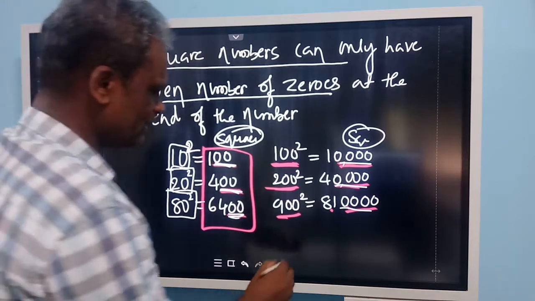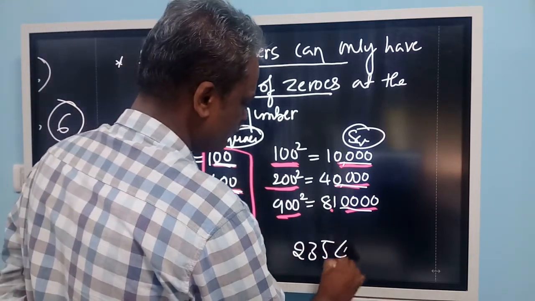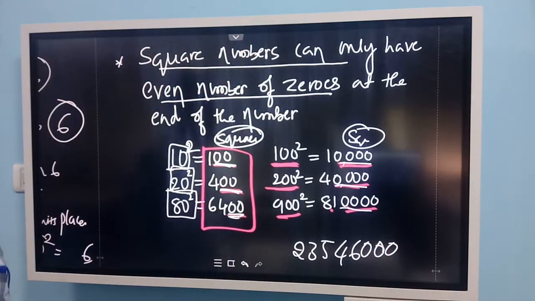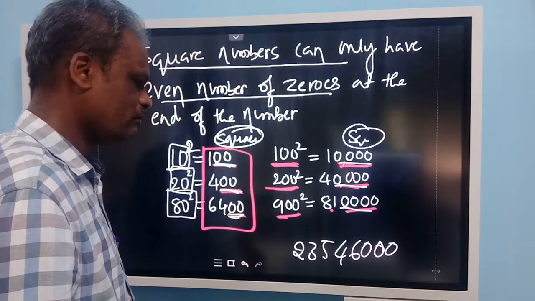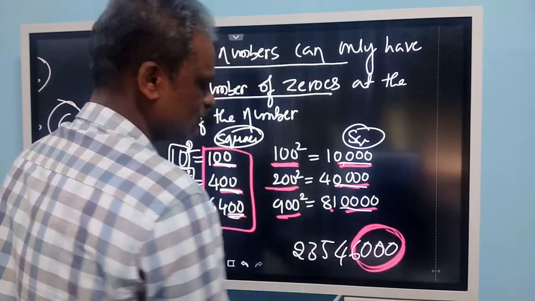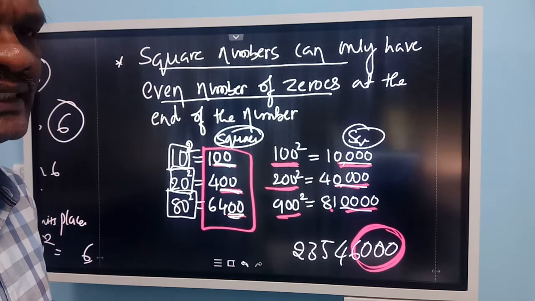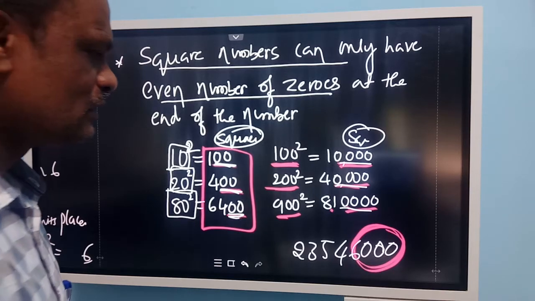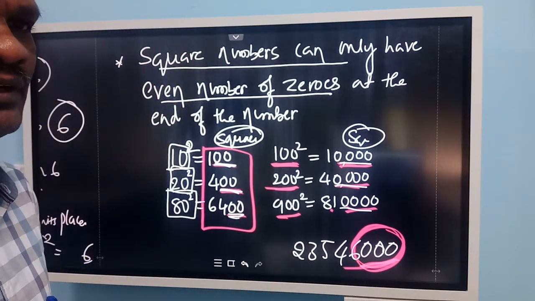Suppose I give a number and you have to identify whether it is a square number or not. 23546000. Now you tell me, is it a square number? No, sir. By looking at the number itself we can tell. Here we have only 3 zeros, therefore it cannot be a square number. Square numbers always end with an even number of zeros.